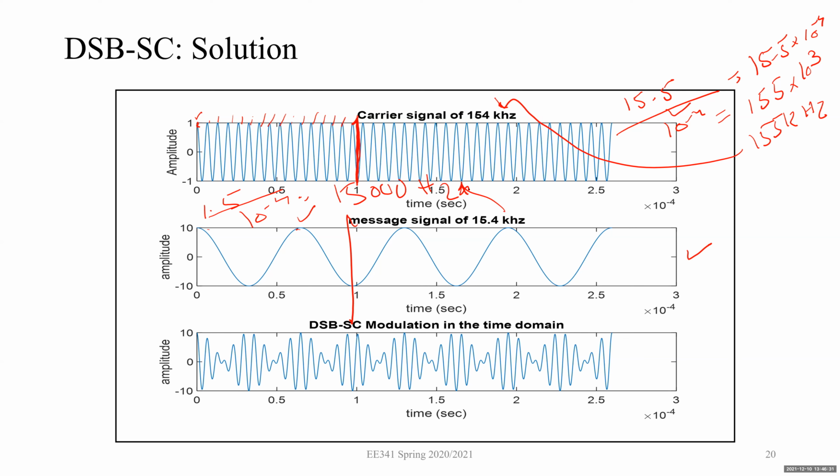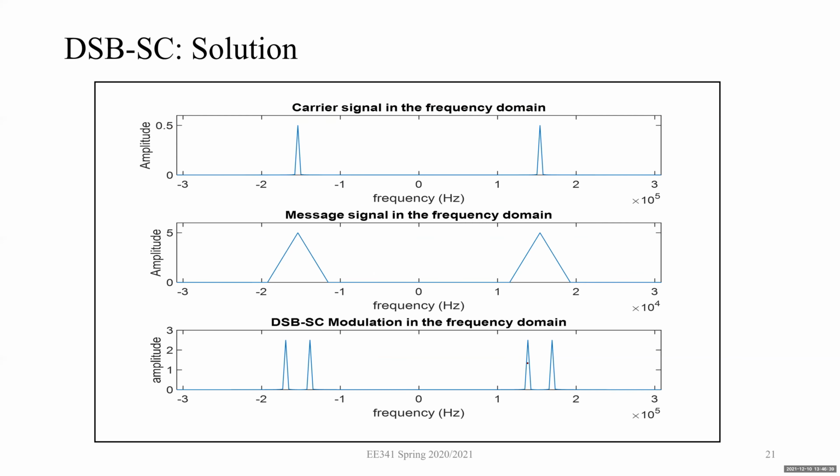So this is 15,000 hertz. So this is my transmitted signal. Okay. So then in the frequency domain, this is my carrier signal. If I ask you what is the frequency of this signal, you will see that it is between minus 1 and 2, which is 1.5. So 1.5 multiplied by 10 raised to the power 5 will give you 15 kilohertz. So 15 kilohertz is the frequency of this carrier signal.